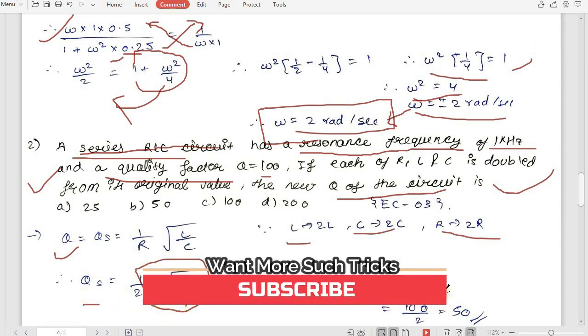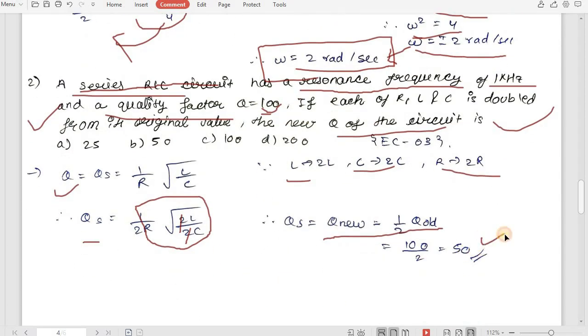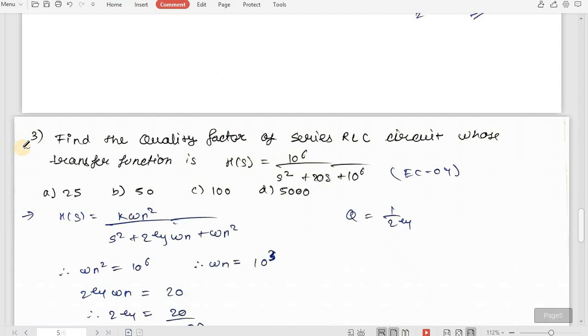This is what I have written. Q old was 100, so it will be 100 by 2, basically 50. So this 50 is our correct answer. This is the way you have to solve this type of question. Now let's move on to the third question.